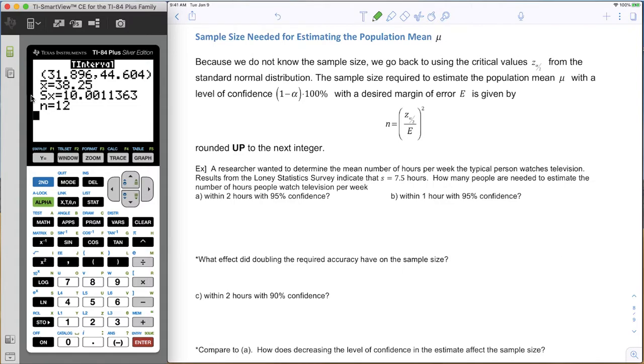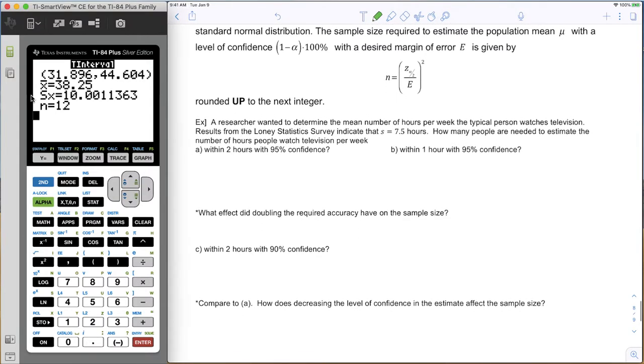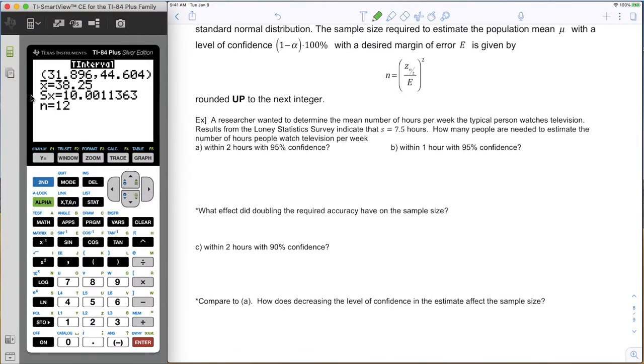So let's go ahead and try an example of this. A researcher wanted to determine the mean number of hours per week the typical person watches television. Results from the Loney Statistics Survey indicate that S equals 7.5 hours. How many people are needed to estimate the number of hours people watch television per week?